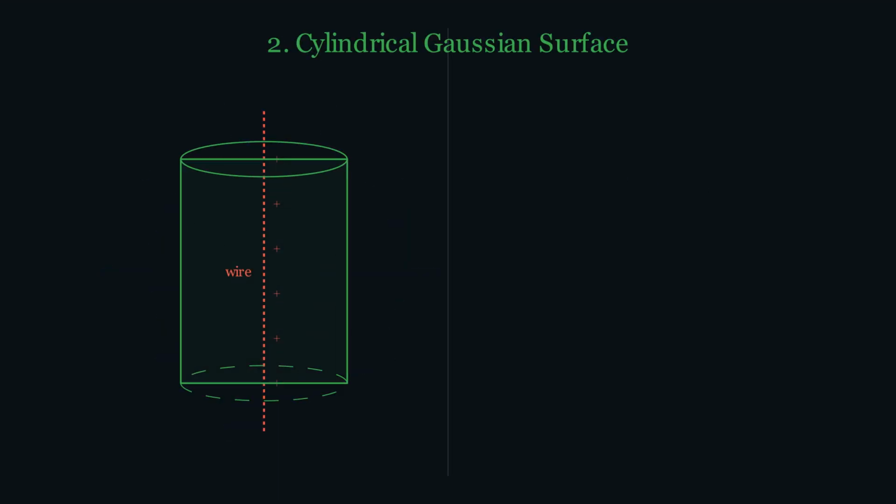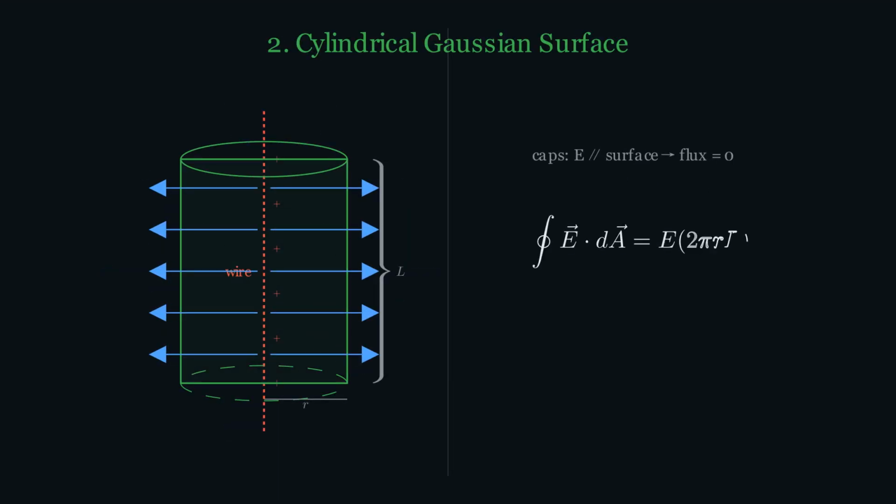Surface number 2, the cylinder. Use this when you have cylindrical symmetry, like an infinitely long charged wire or a charged cylindrical shell. You wrap a cylinder of radius r and length L around the wire. The electric field points radially outward from the wire, so it's perpendicular to the curved surface and parallel to the flat caps. The caps contribute zero flux. Only the curved surface matters, with area 2 pi r L, so the integral becomes E times 2 pi r L.